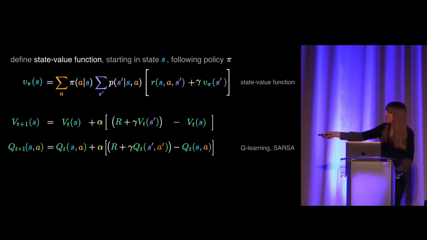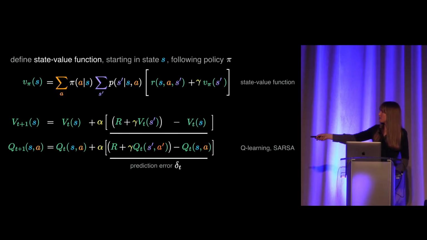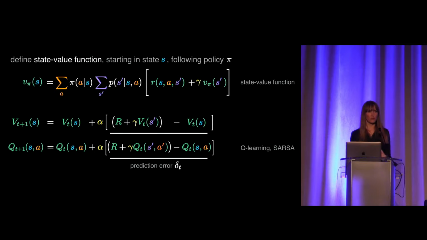We can write down an analogous update rule for our action value function, and this update rule forms the basis of methods that you might know like Q-learning or SARSA. And both of these are defined in terms of what we would call a prediction error. That's an error between the reward we expected or predicted to get and a reward that we actually got.